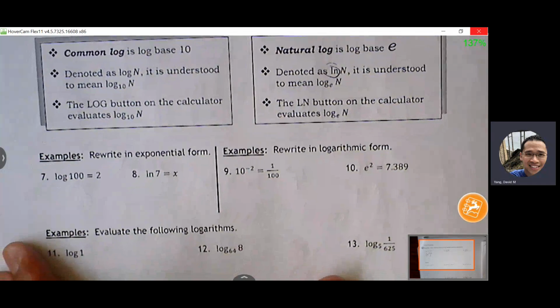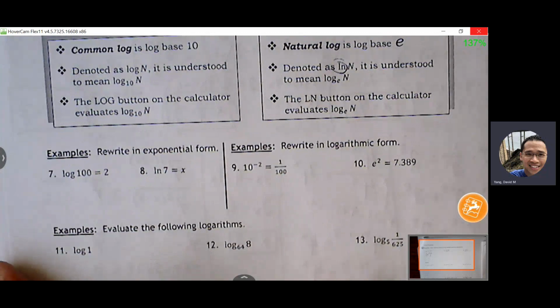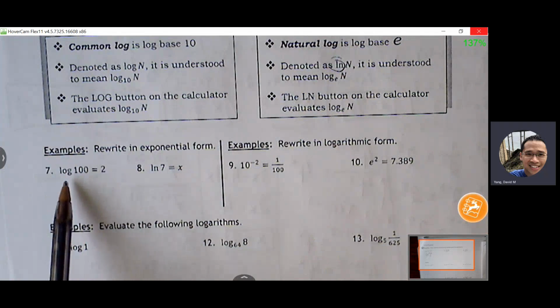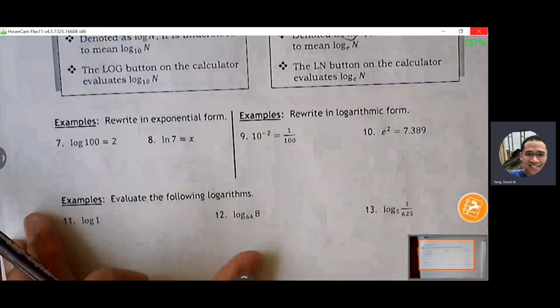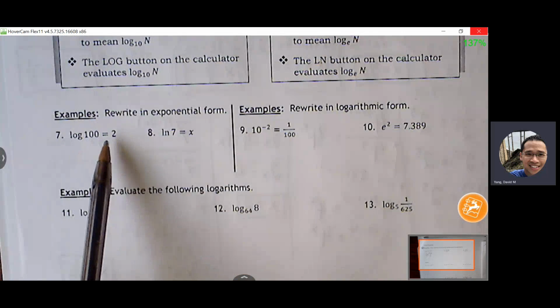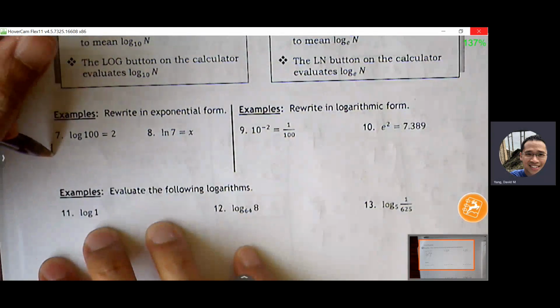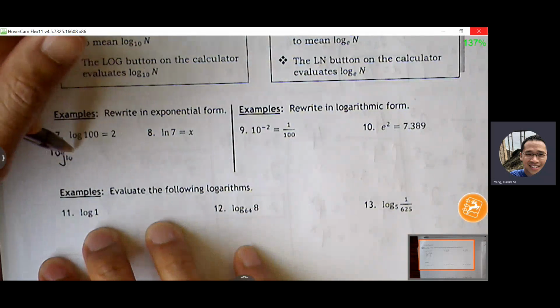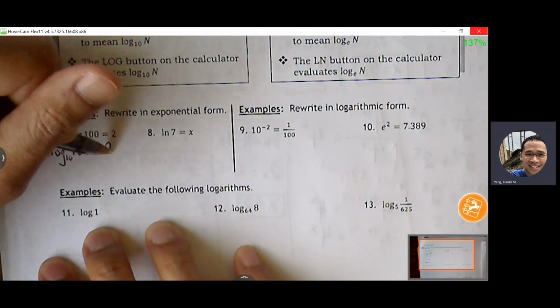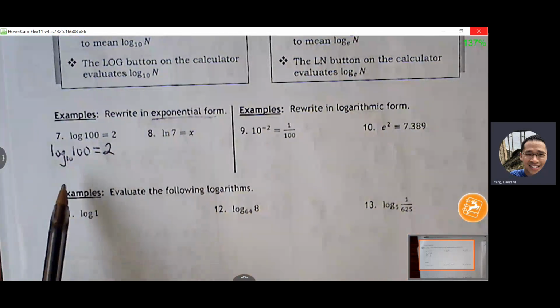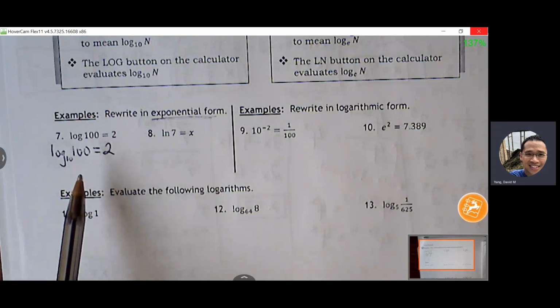Okay, so these next examples, we're just practicing getting into the same form as we did above. It's just getting used to a different way of writing a base. So let's look at number 7. Log of 100 equals 2. What's the hidden base? 10. So if I write it as log base 10 of 100 equals 2, let's get into exponential form now. It's a lot easier once you get that hidden base to reveal itself. So how would you write this in exponential form?